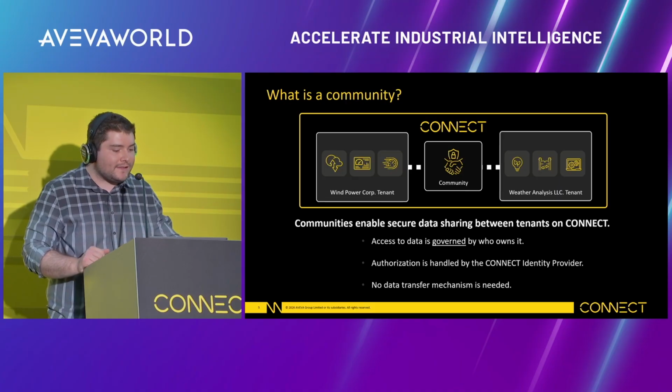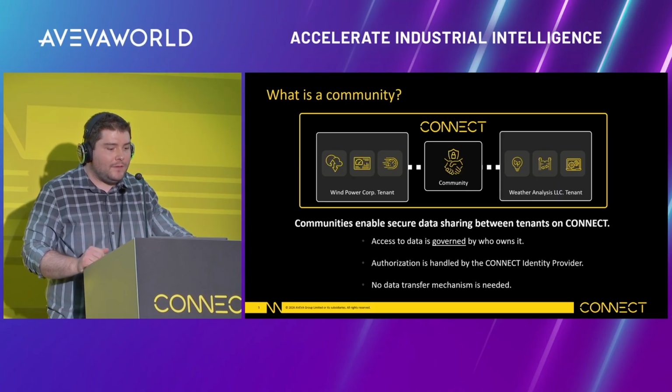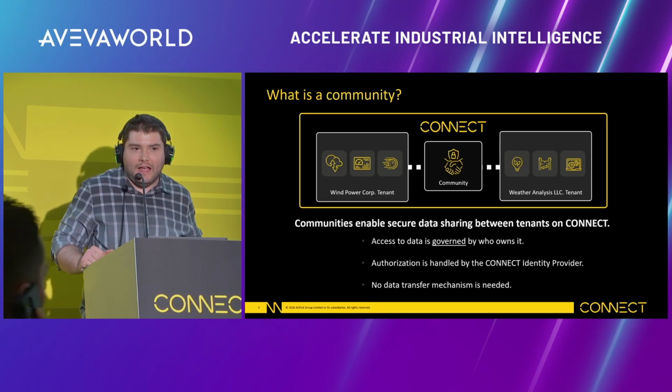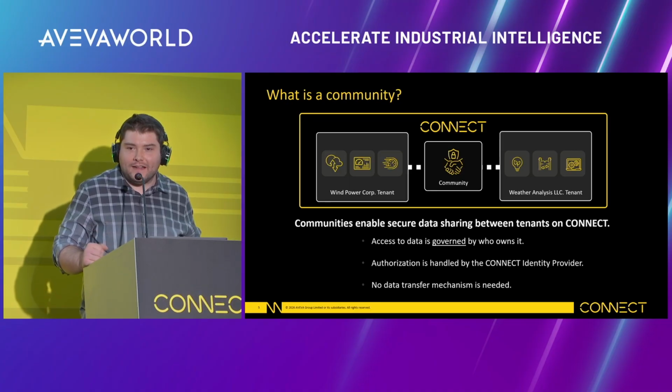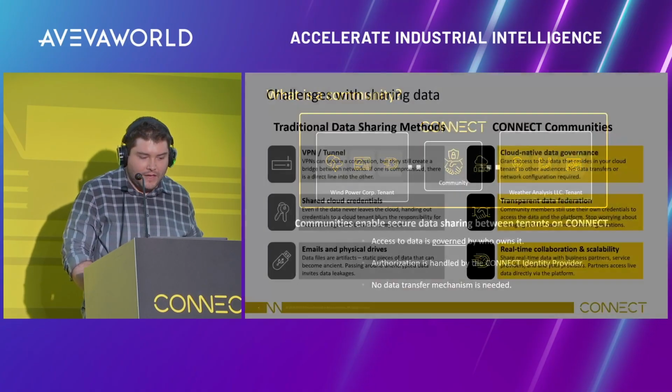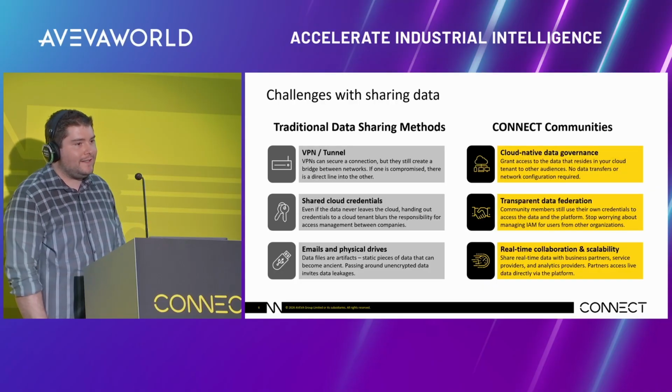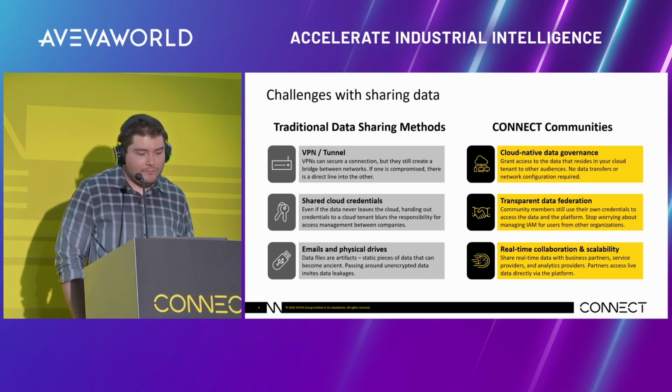Authorization to that data is still handled through the Connect identity provider. And then, no data transfer mechanism is needed. You don't need an agent to be deployed anywhere. The data just exists on Connect, and then it can be shared. So why is this needed? It's because there are many challenges with sharing data securely.